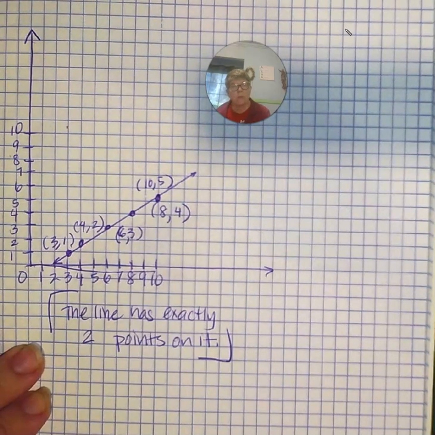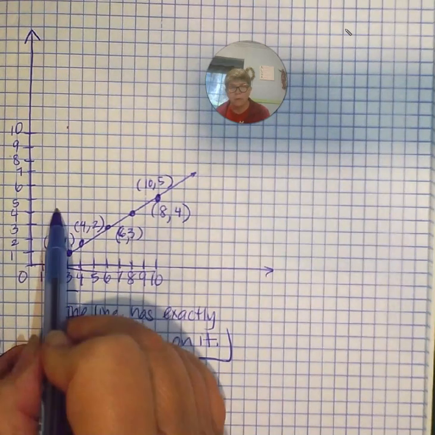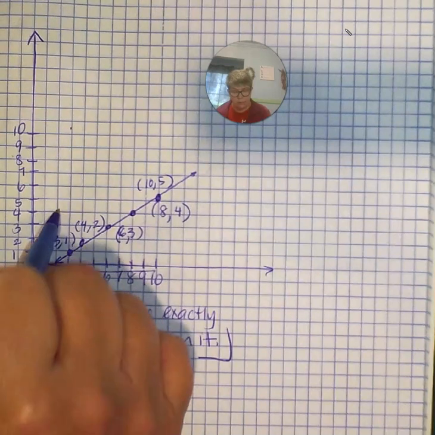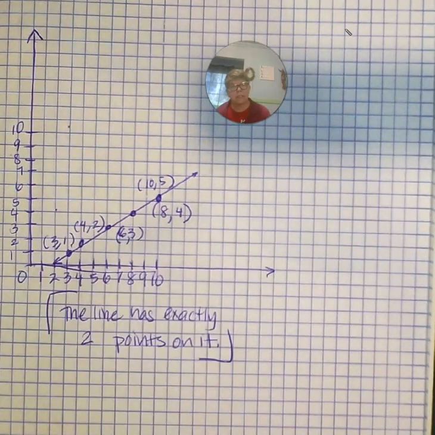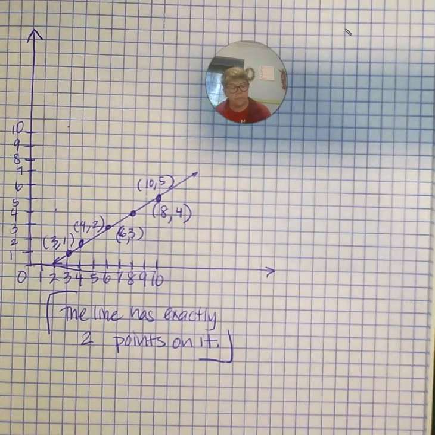What about (2, 4)? Is (2, 4) on the line? No. (2, 4) is not on the line, right? So there are points that are not on the line. A line is straight and goes on forever in both directions.